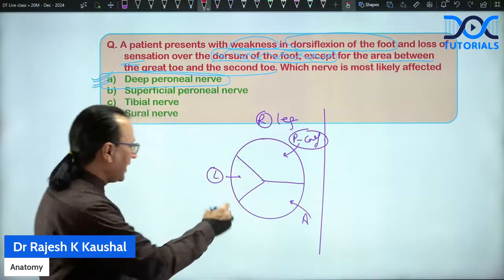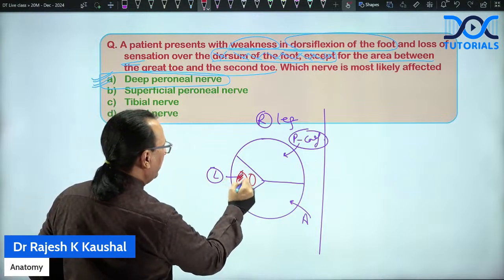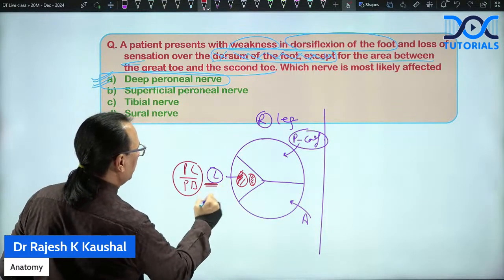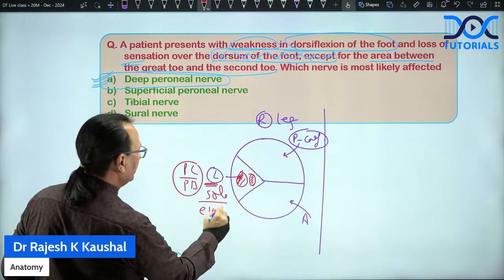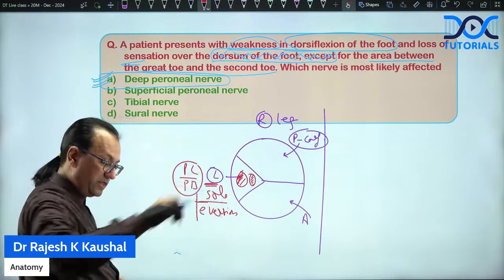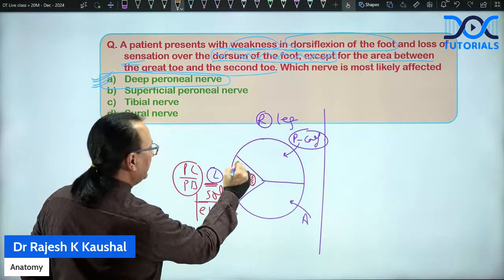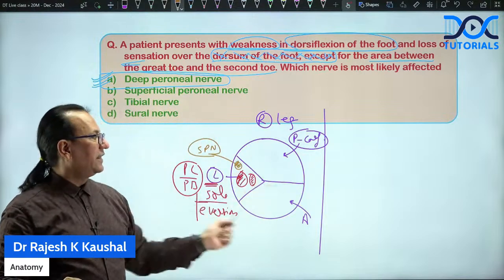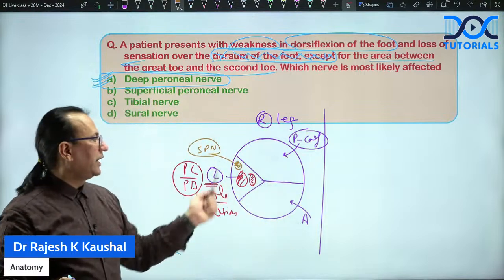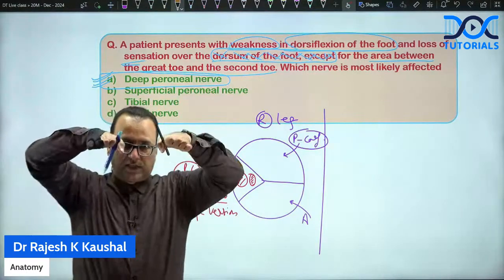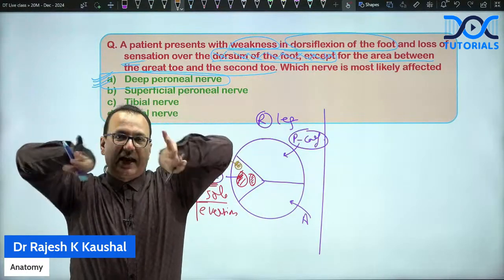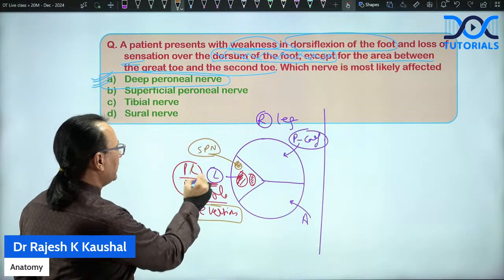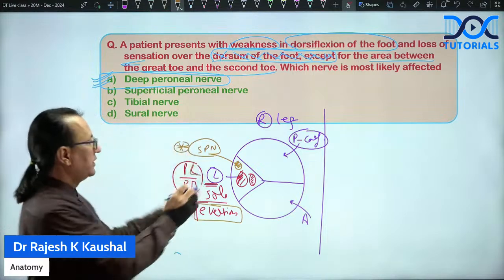So which muscles are there in the lateral compartment? In the lateral compartment, you have the peroneus longus and peroneus brevis. They turn the sole lateral, which is also called foot eversion, and they are supplied by the superficial peroneal nerve. I'll repeat: in the leg there are 3 compartments. The lateral leg compartment turns the sole lateral, foot eversion, done by peroneus longus and brevis, supplied by the superficial peroneal nerve.